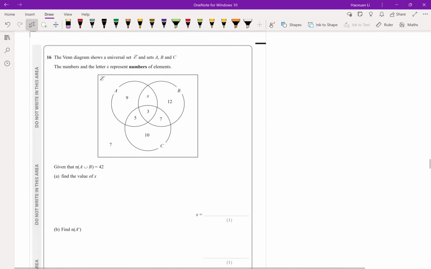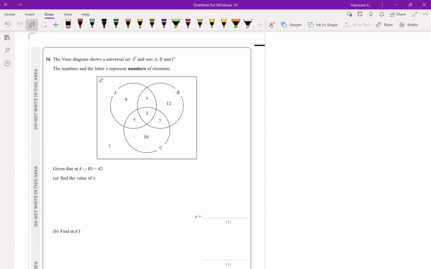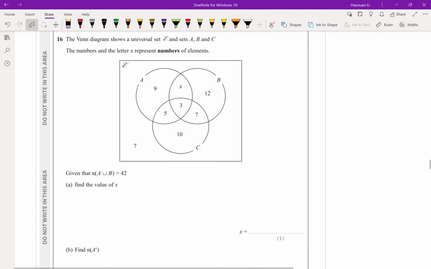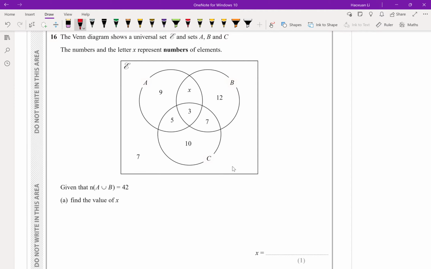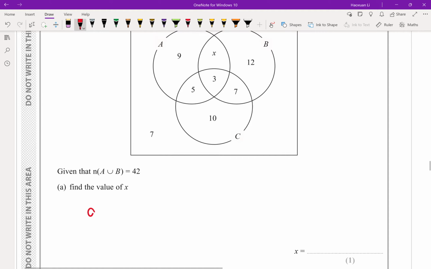Alright, question 16. The Venn diagram shows a universal set E and sets A, B, and C. The numbers and the letter X represent numbers of elements. Given that the number of A union B is 42, find the value of X. So everything added together on these two sets is 42. So 9 plus X plus 5 plus 3 plus 12 plus 7 is 42.